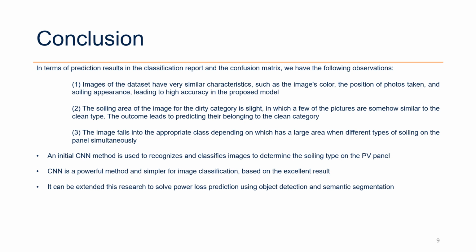I'd like to finish by summing up. An initial CNN method is used to recognize and classify images, determining soiling type on the PV panels. Next, CNN is a powerful and simpler method for image classification based on the excellent result. Finally, the research can be extended to solve power loss prediction using object detection and semantic segmentation.